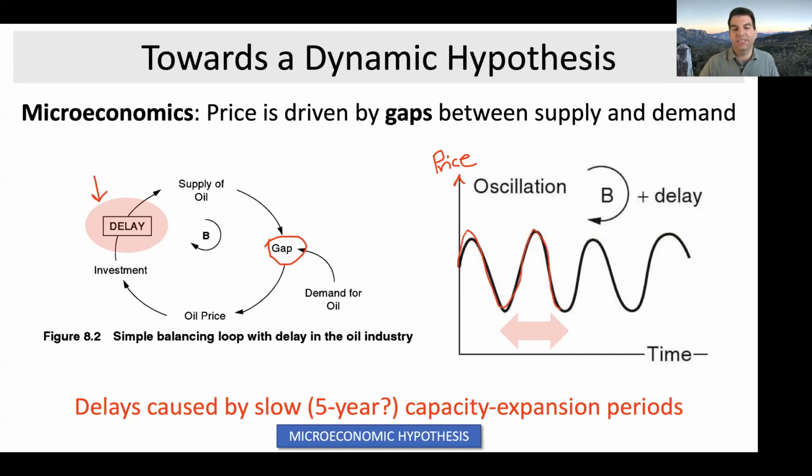And if this hypothesis was correct, then we would imagine that the average delay that you get here, let's say it takes 5 years to develop new oil capacity, is going to be closely related to the period of these oscillations that you would see in reality. That would be kind of a prediction of the microeconomic hypothesis here for oil prices. All right, before I move on to comparing this to the data from real oil, are there questions about this? I just want to make sure we have the basic general idea of price being driven by a feedback loop with delay.